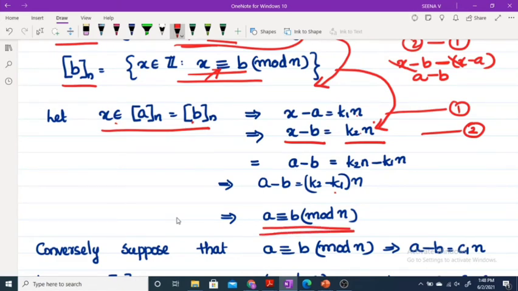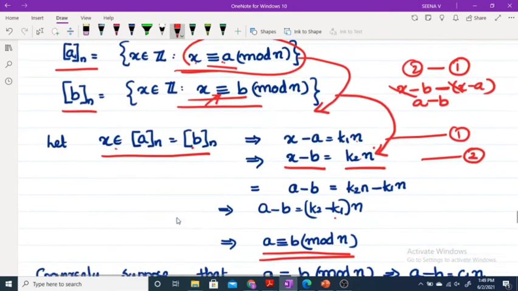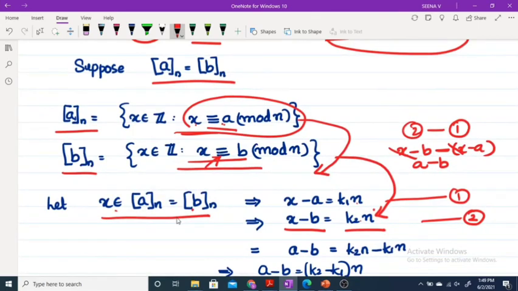Clear? Now conversely, suppose that a is congruent to b mod n, that means a minus b is a multiple of n. Now what do we have to prove? We have to prove the congruence classes are equal.